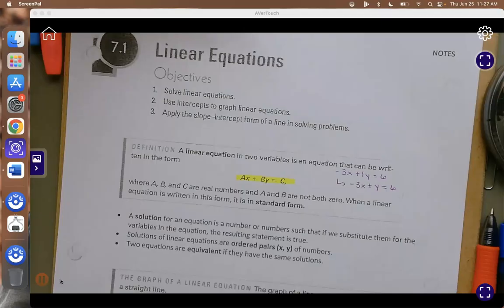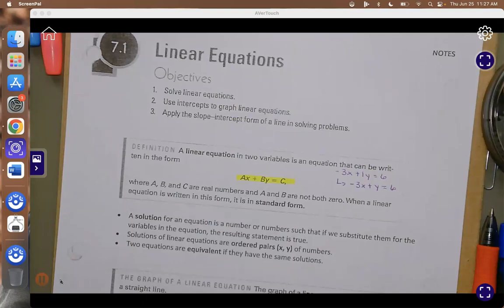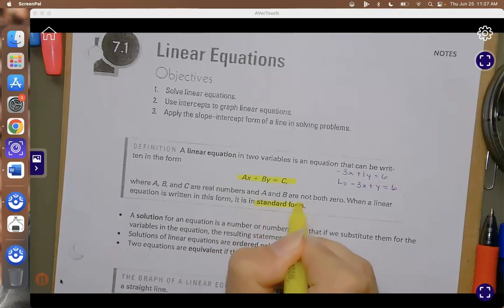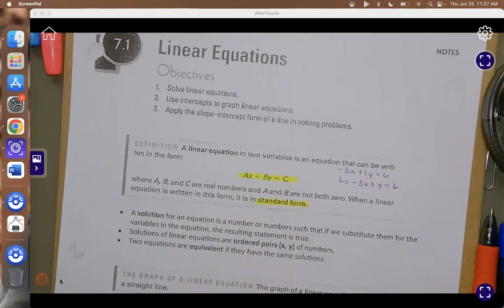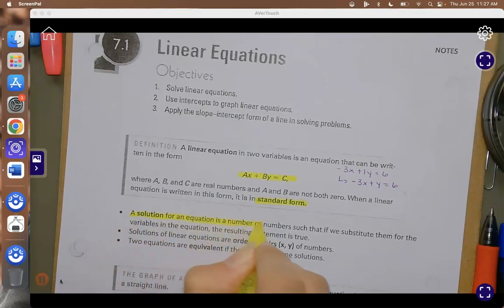Where a, b, and c are real numbers and a and b are not both 0. When an equation is written in this form, it's in standard form. So this is the standard form of the equation.